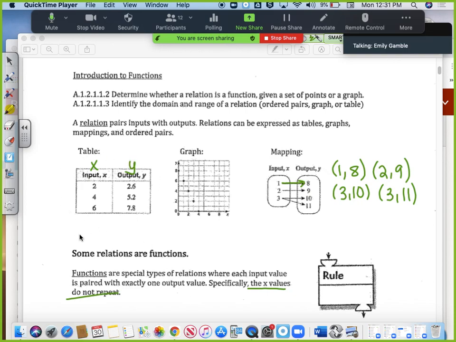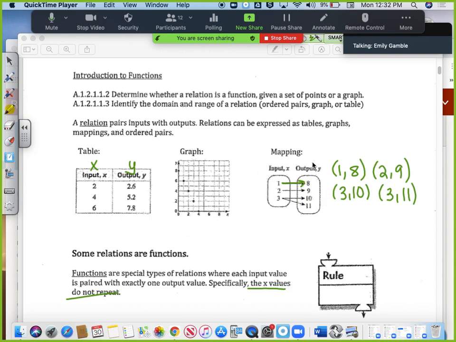Let's look at the first table here. The x values, the input, x, are 2, 4, 6. Did any of these x values repeat? Nope, they're all different, which means this is a function. Looking at the graph, the ordered pairs would be (1, 6), (2, 4), and (3, 2). The x values are 1, 2, and 3. Did any of those x values repeat? Nope, this is considered a function.